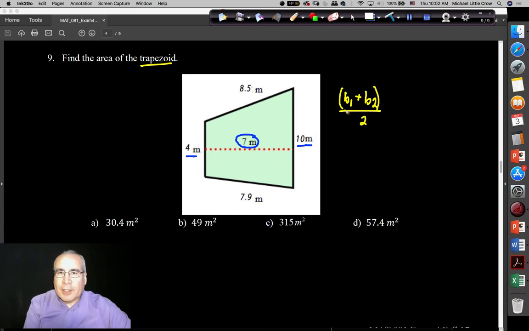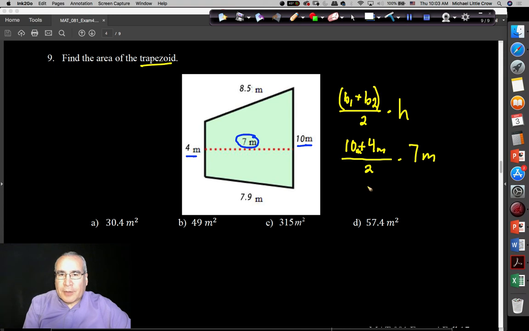And again, if you're going to put it in the calculator, you want to do that part first, and then we multiply by the height. Choose whichever one you want for base 1. It doesn't really matter because addition is commutative. So 10 meters plus 4 meters. Now these need to be like terms, and they are. They're both in meters. And then we're going to divide that by 2, and then we're going to multiply by 7 meters.